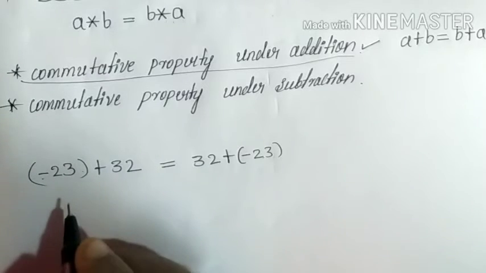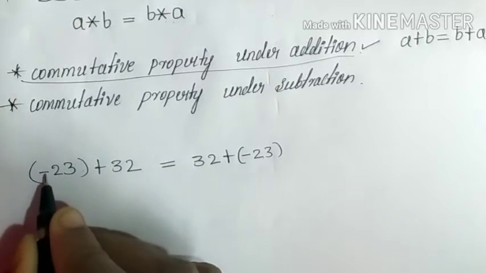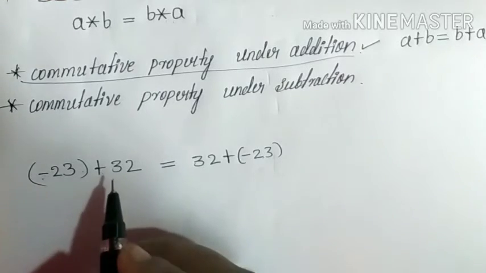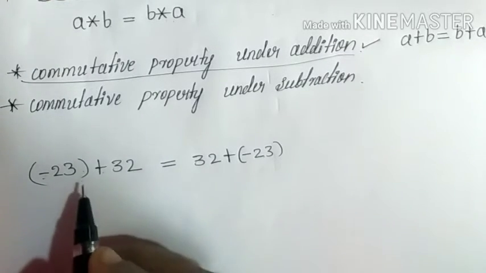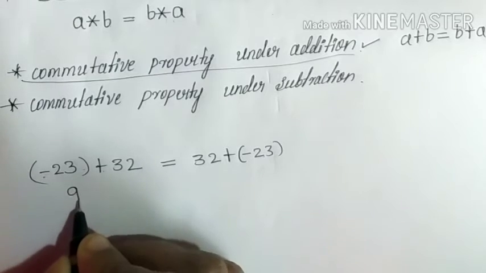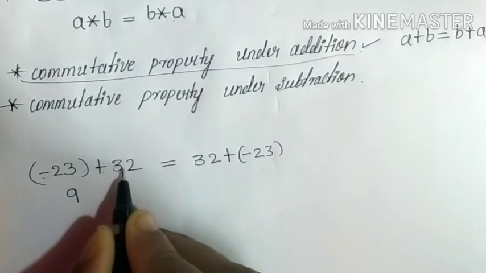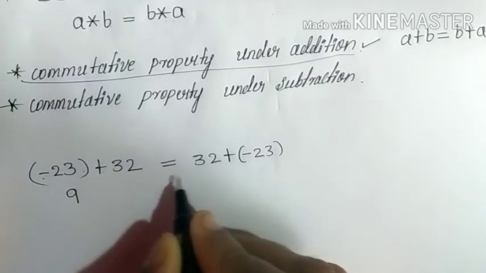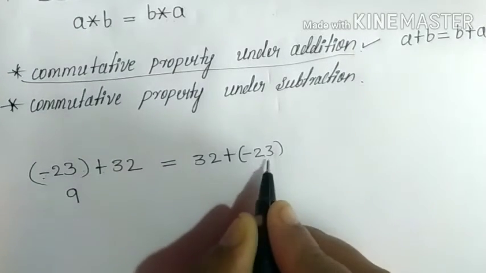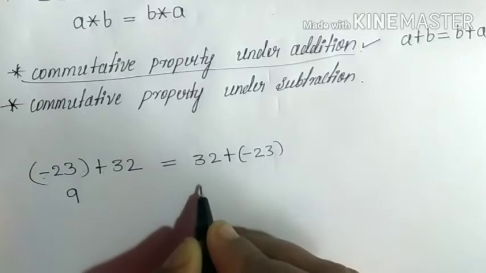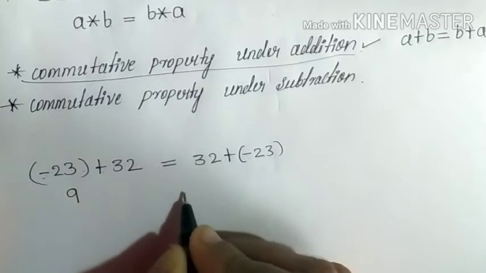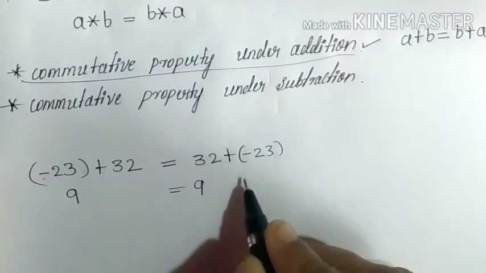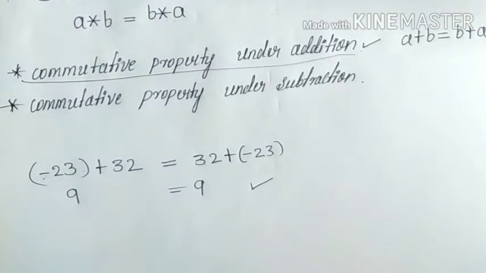Minus 23 plus 32 is what? Minus plus is minus only, so you have to subtract 32 minus 23. What is coming? 9. And the highest number has the plus sign, so I will write plus only. Here, 32 minus 23, plus minus is minus. So 32 minus 23 is what? 9. So here both answers are the same.